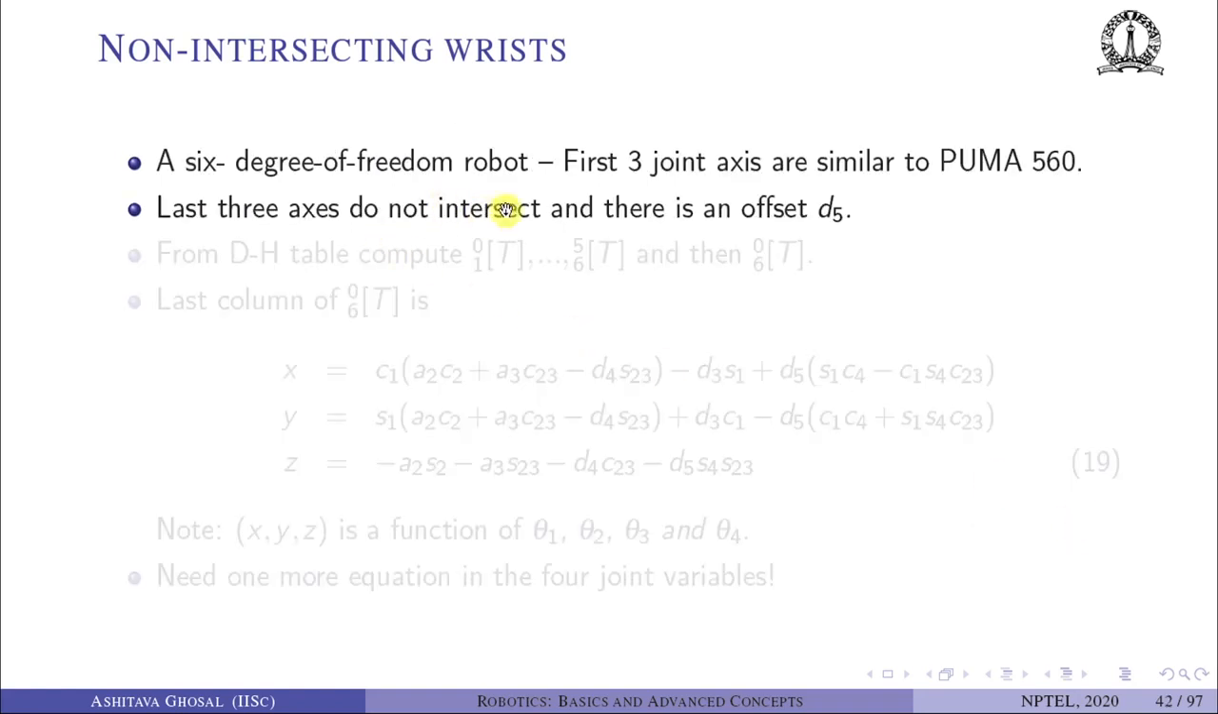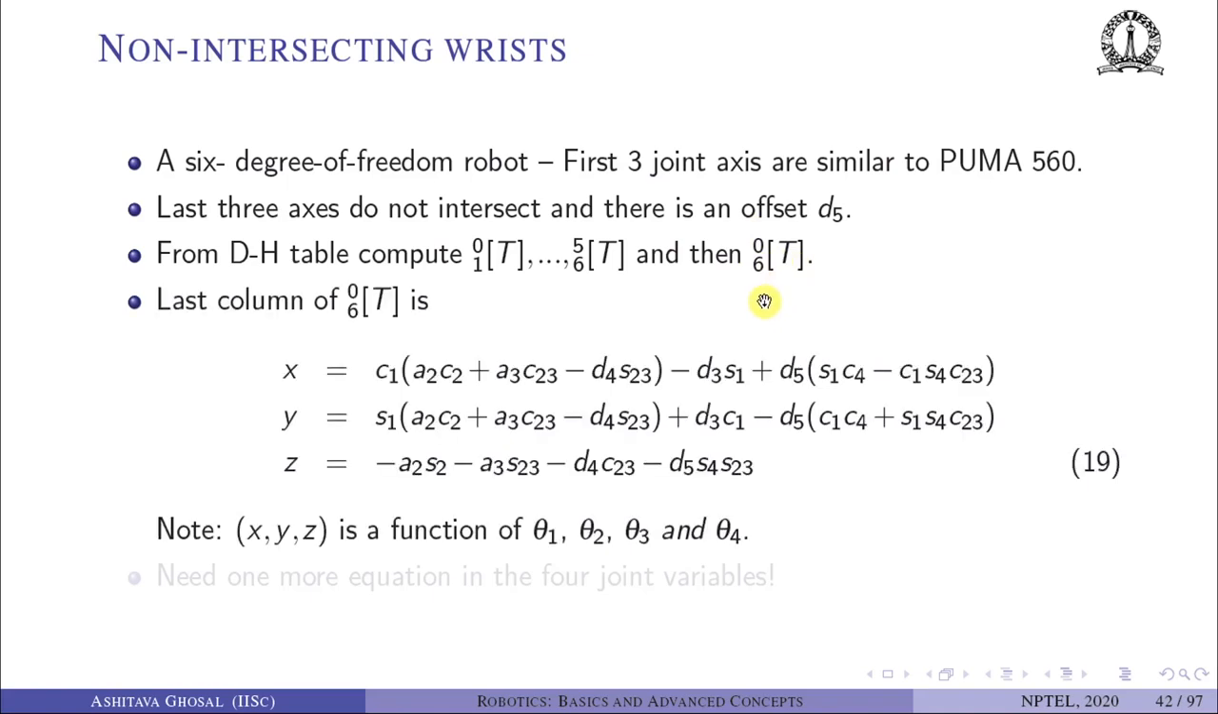Okay, so it's a 6 degree of freedom robot. First three joints are very similar to the Puma 560. The last three axes do not intersect. There is an offset d5. So from the DH table, we can compute 0T1, 1T2, and all the way till 0T6. Okay, so if you compute 0T6, the last column of 0T6, which is the position of the last link with respect to the fixed link, can be shown to be a function of now four joint angles. Okay, it is theta 1, theta 2, theta 3, and also theta 4.